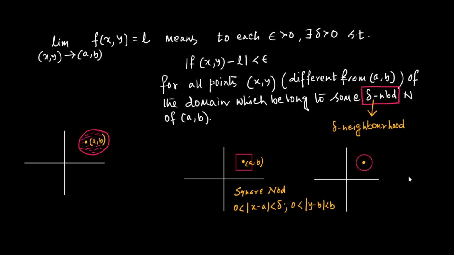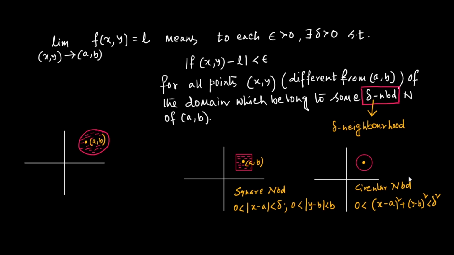The second one is a circular neighborhood. If it is centered at (a, b), we can define it as 0 < (x − a)² + (y − b)² < delta². So this is how we define a circular neighborhood, and you can clearly understand that both these regions depend on the value of delta.